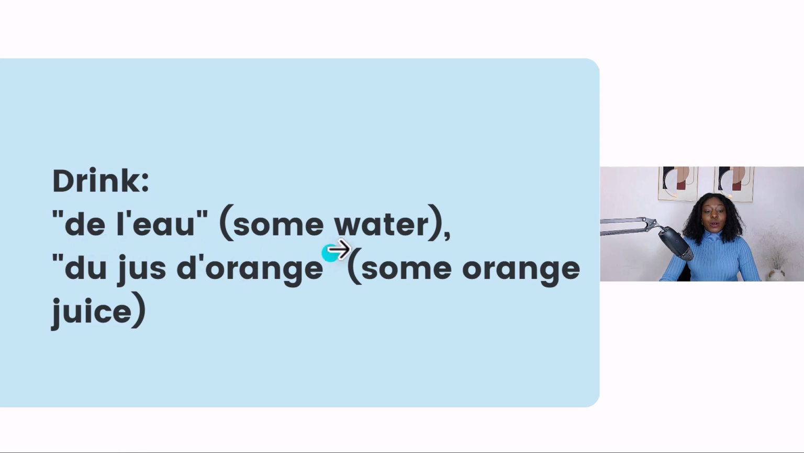You can also use partitive articles for drinks. For example, some water or some orange juice. You cannot count water. You cannot count juice. So you say some, de l'eau. Or du jus d'orange. Remember, the partitive article depends on the gender or the number of the noun.